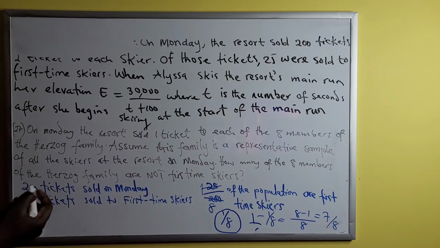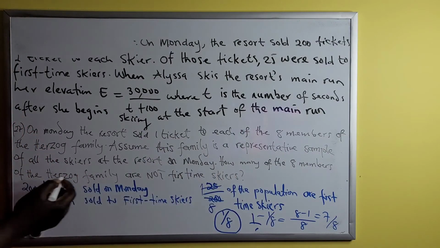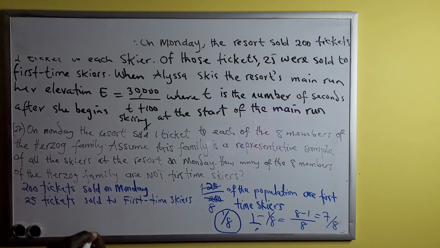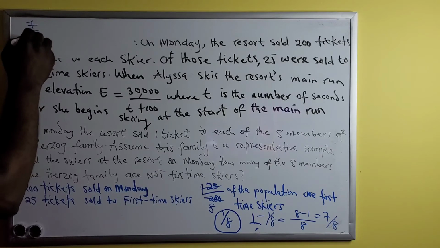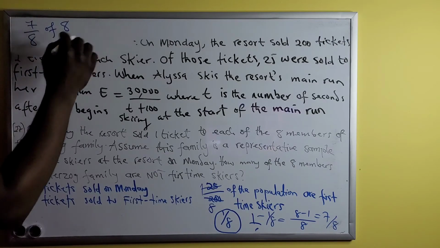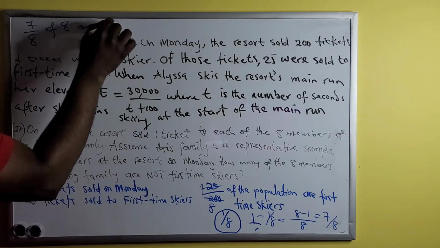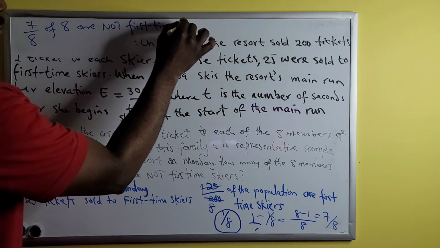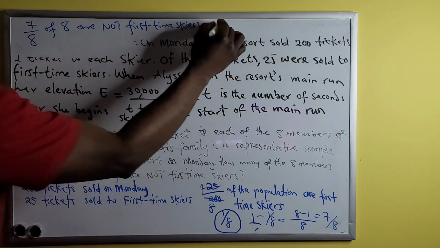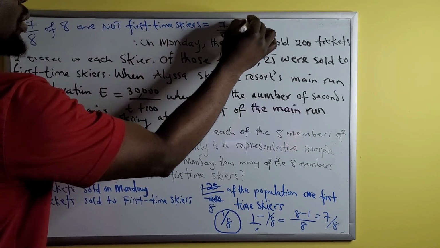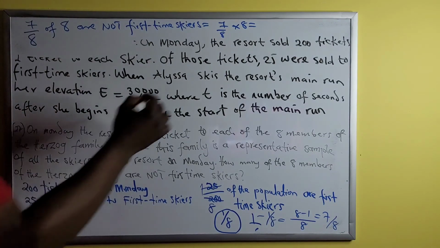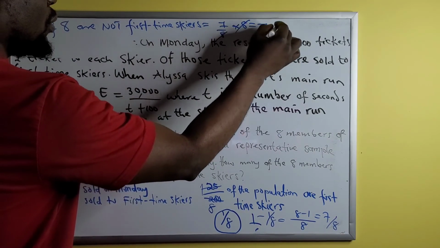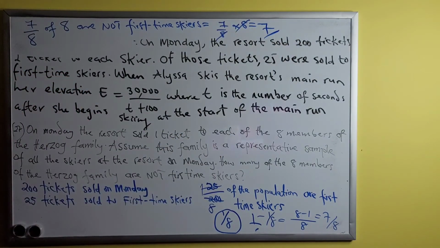So this question is asking what is the population of the eight members of the Azok family that are not first-time skiers. We know 7/8 of 8 members are not first-time skiers. The word "of" means multiplication, so 7/8 of 8 is equal to 7. In the options given, your answer is going to be 7. That is question 27. Let's go to question 28.